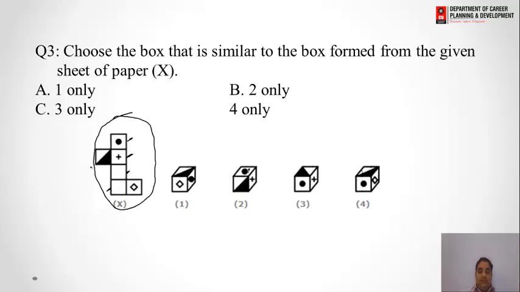But on the other side what we have? This diagonal cut part is opposite to this diamond part. So that cannot be with each other. So option 1 cannot be the right answer. Option 4 cannot be the right answer. Only 2 and 3 are left we have.